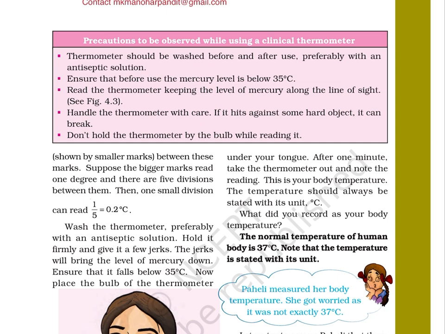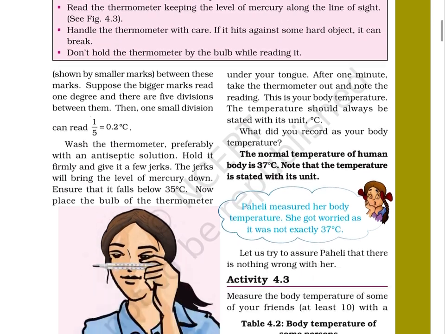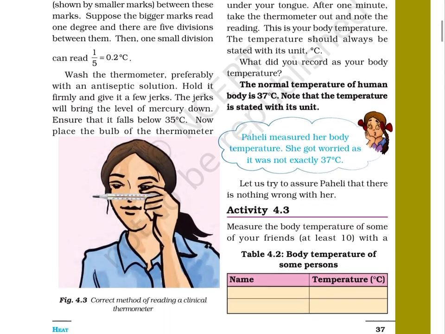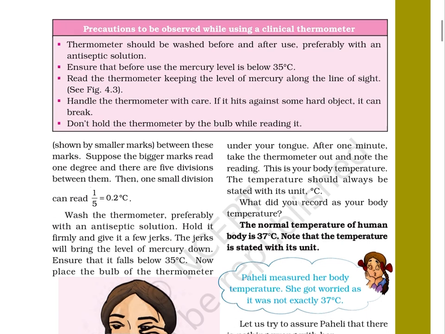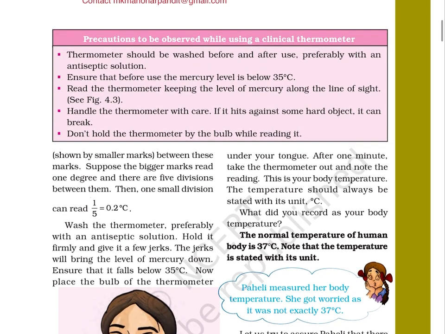You can observe this in figure 4.3. 4. Handle the thermometer with care. If it hits against some hard object, it can break. 5. Don't hold the thermometer by the bulb while reading it.